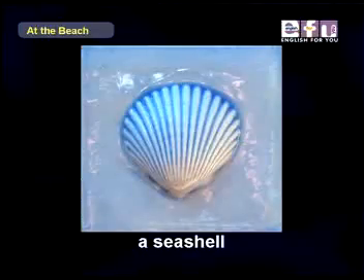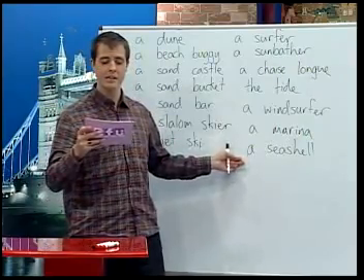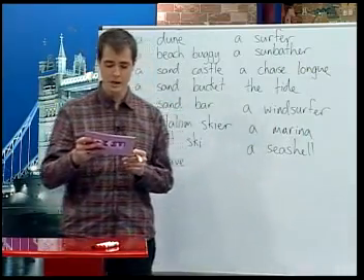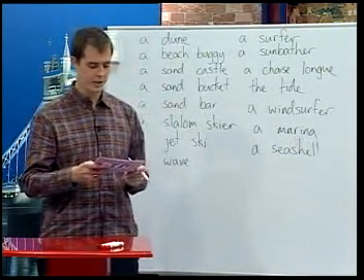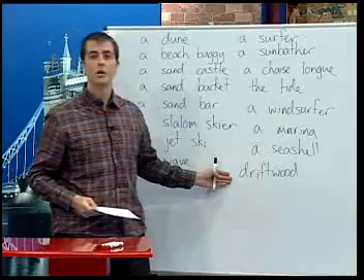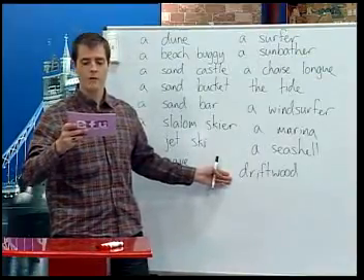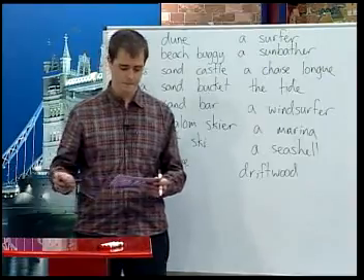A seashell is the shell of an animal which can be found on ocean beaches, and there are many different kinds of seashells. And lastly we have driftwood. Driftwood is wood which is left on the seashore.